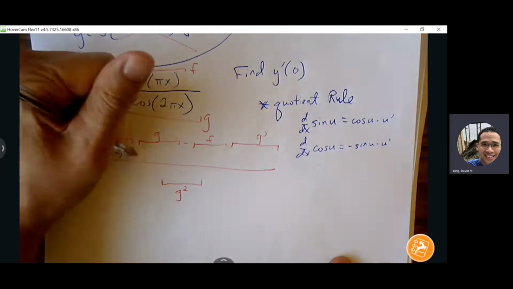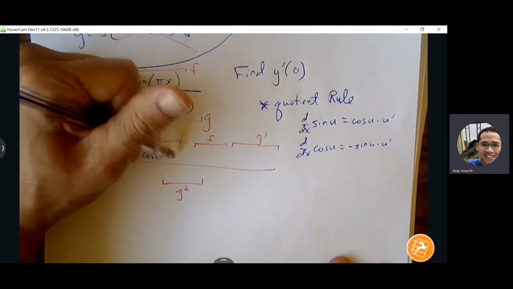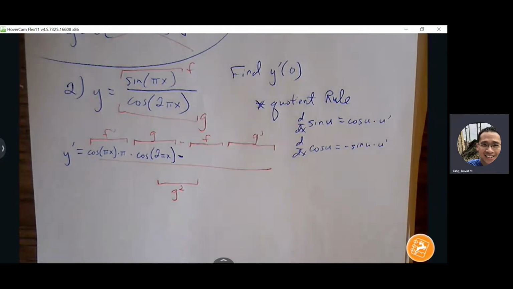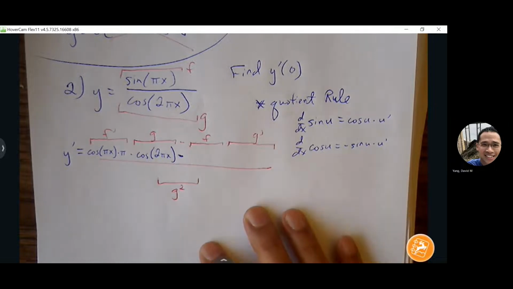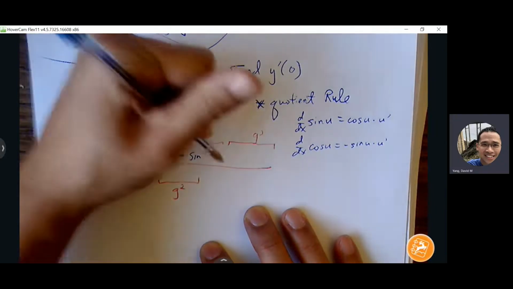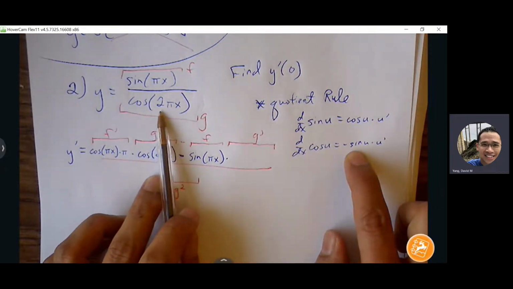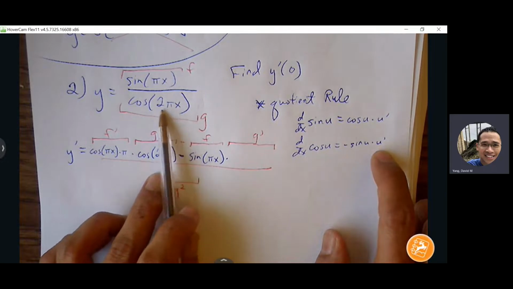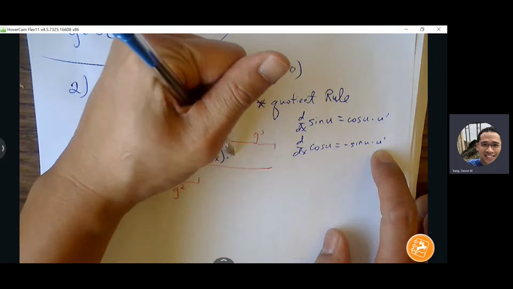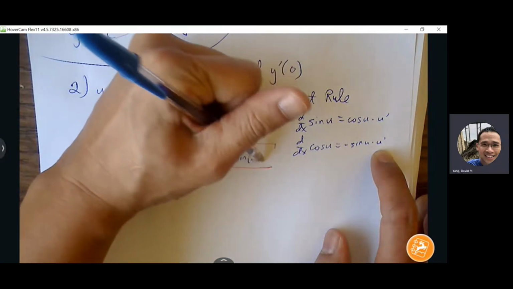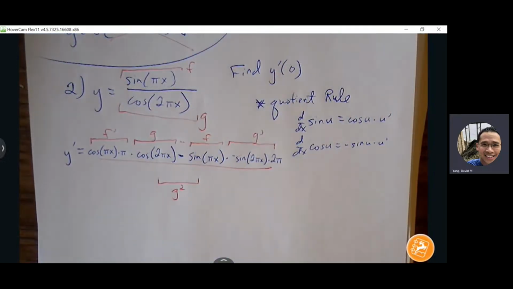G function. Back to f. Okay, g prime. Cosine of u becomes negative sine of u times u prime. What's u prime going to be? Just 2 pi. All over denominator squared.